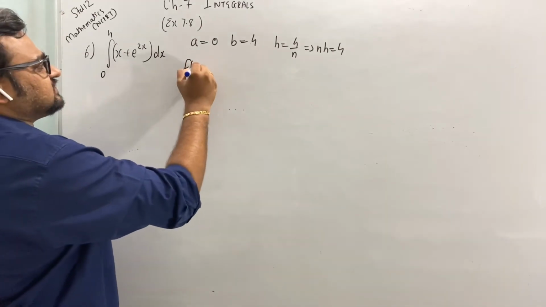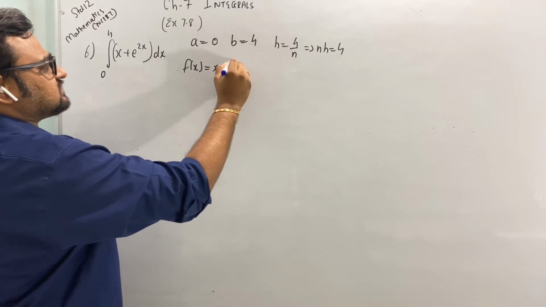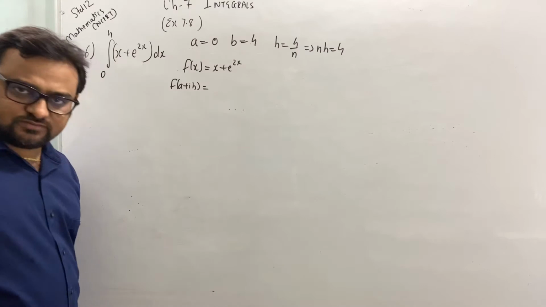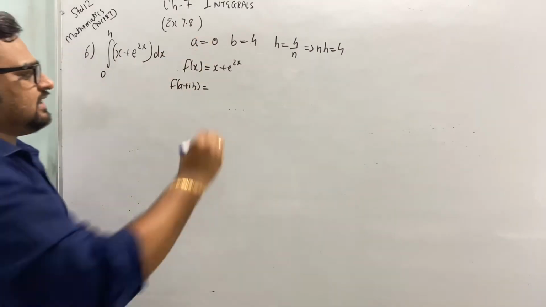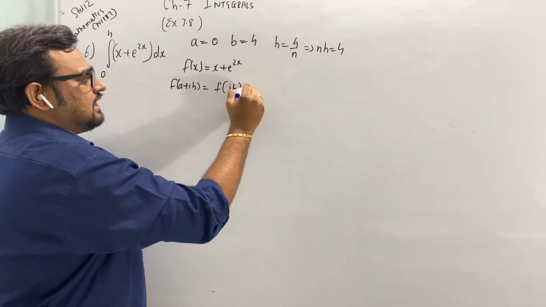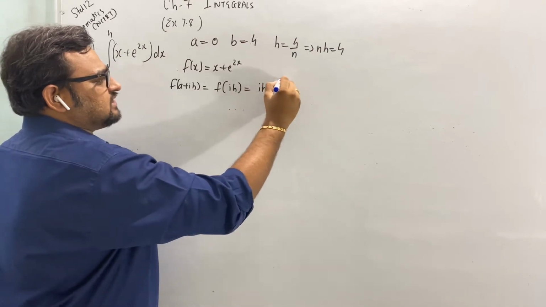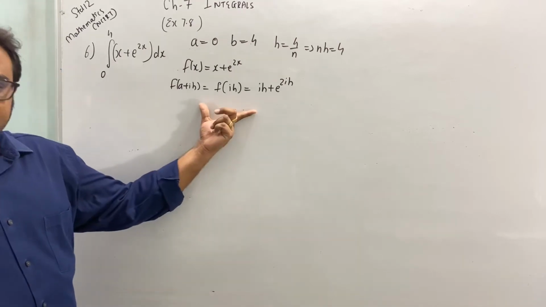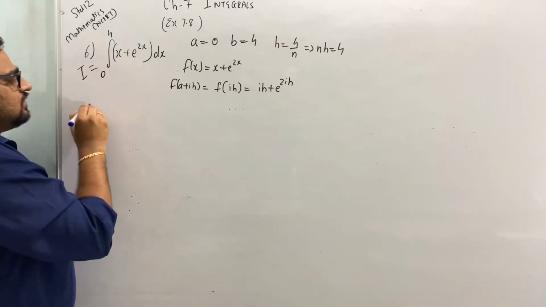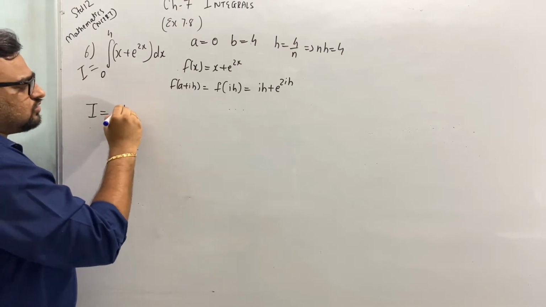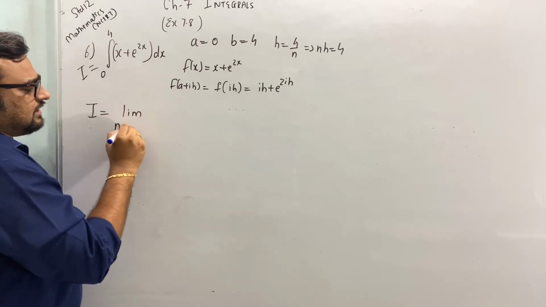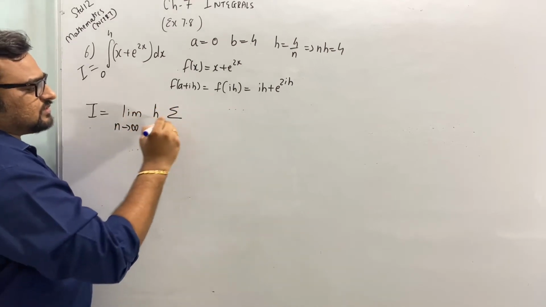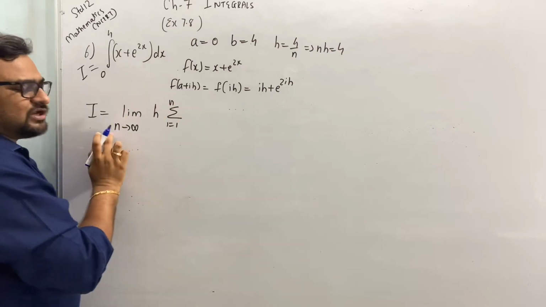Okay, what is f of x? x plus e raised to 2x. f of a plus ih. What is a? 0. So only remaining ih, that is equal to ih plus e raised to 2ih. Okay, so this was the starting part. Now I is equal to limit n tends to infinity, h summation of i equal to 1 to n. I can also take h tends to 0.